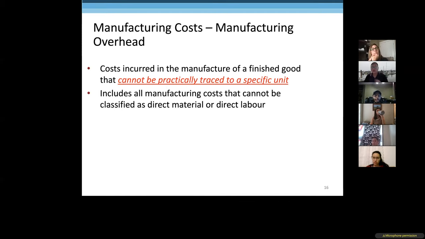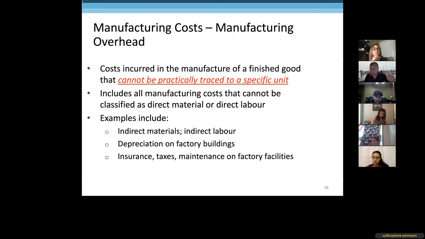Manufacturing overhead: these are the costs incurred in the manufacturing of a finished good that cannot be physically traced to a specific unit. There are indirect materials, indirect labor, depreciation on the factory buildings. So we talked about in the Lego pieces example, the paint. Those are the indirect materials. And the workers maintaining the machines, those are indirect laborers. And the machine depreciation, those are the depreciations, right? So those are all overhead, okay?